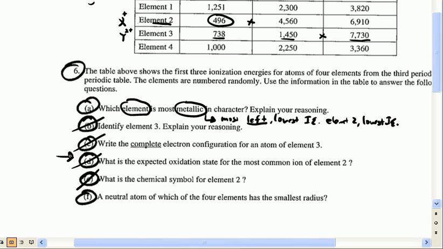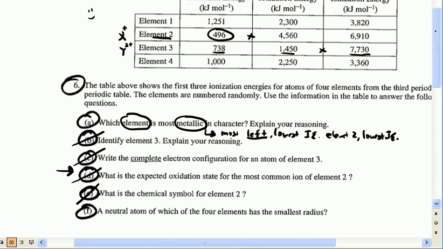Okay. What is the expected oxidation state for the most common ion of element 2? So we already did that. That's going to be a positive 1. And notice they do not ask you to explain it, so please do not explain it.